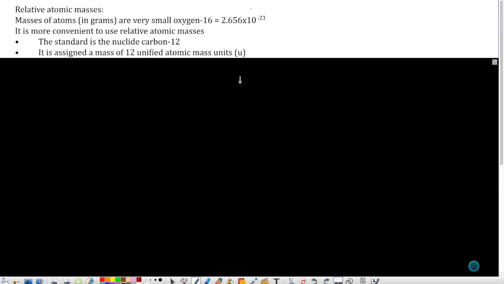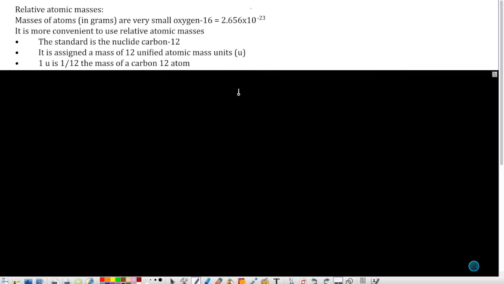It's a terrible unit. Unified atomic mass units. Its symbol is u. Much easier. 1 u is 1/12 the mass of a carbon-12 atom.